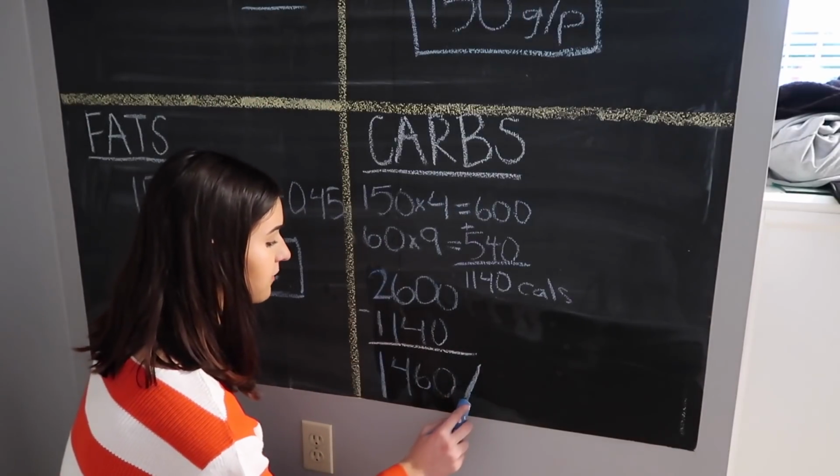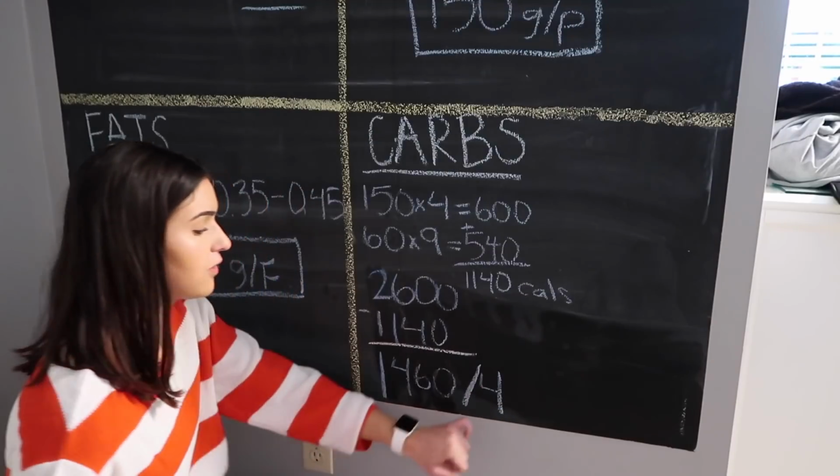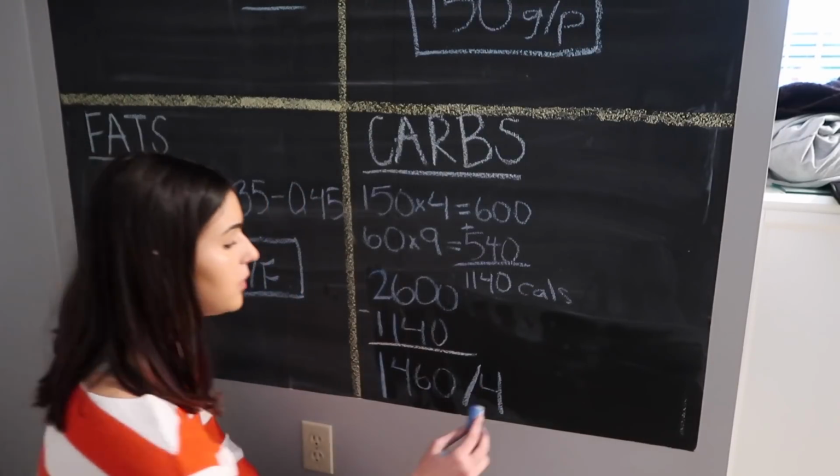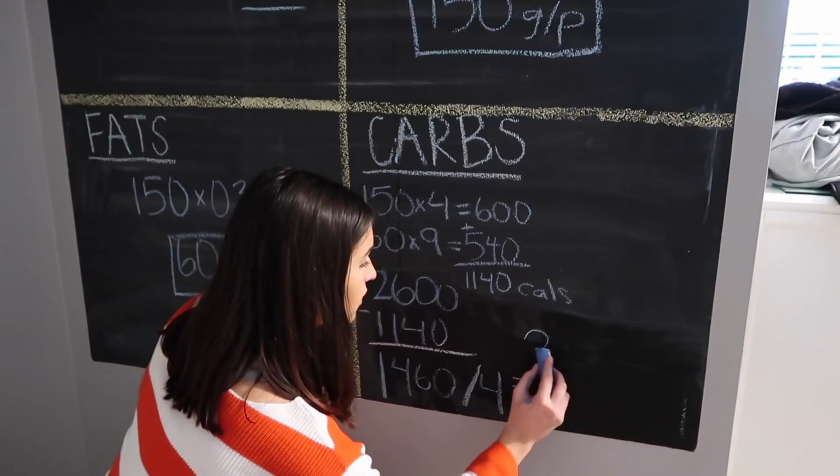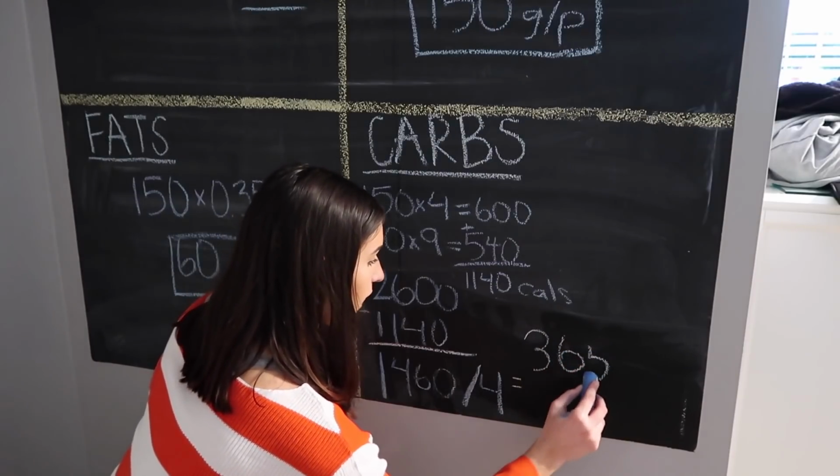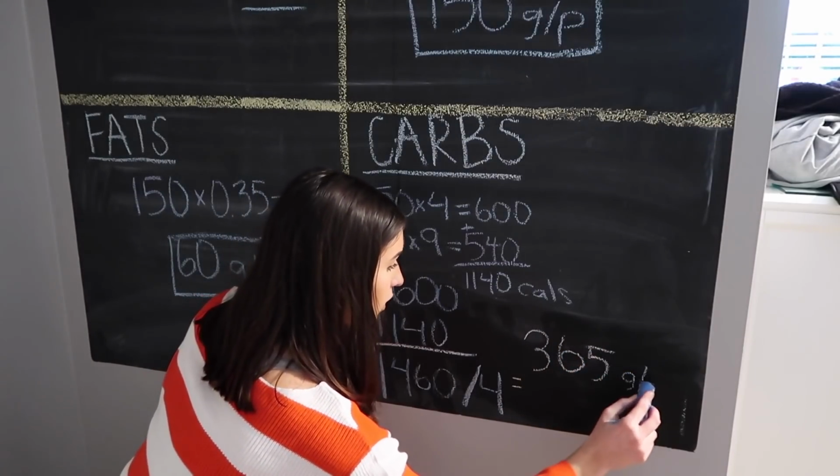And then we're going to divide that by 4 because there are 4 calories per gram of carb. That's going to give us 365 grams of carb.